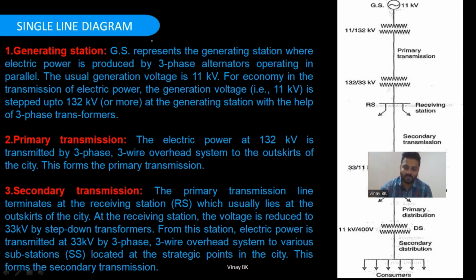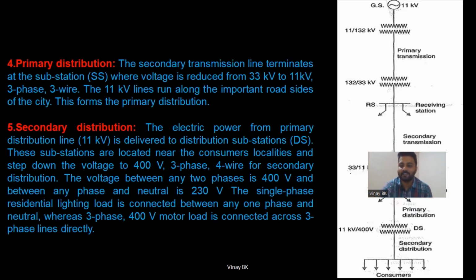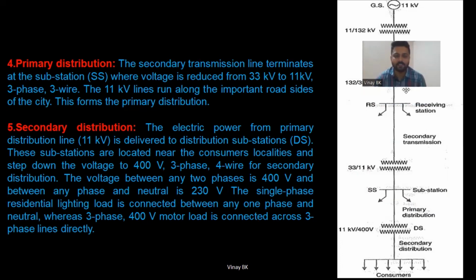Then you need to do it for the distribution side. The next one, the fourth step, is primary distribution. For primary distribution, you can observe the single line diagram and easily understand.